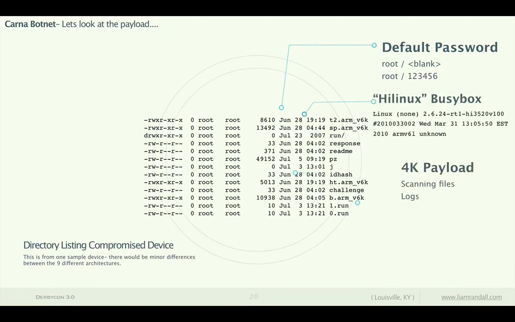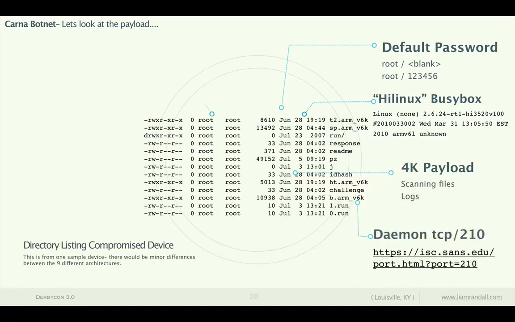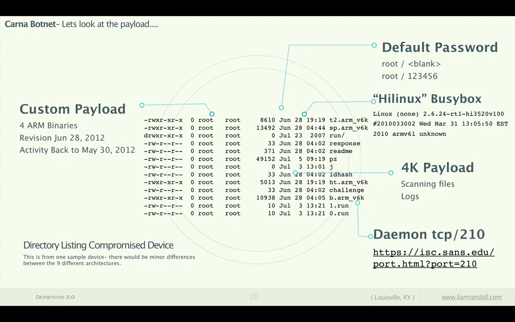The Linux itself reported back as High Linux BusyBox. The total payload is just a little less than 4K with the scanning and the logs there. This file barm_v6k was the daemon that would spin up and run on TCP port 2010. And there were some other indications of this worm when this botnet first started operating.